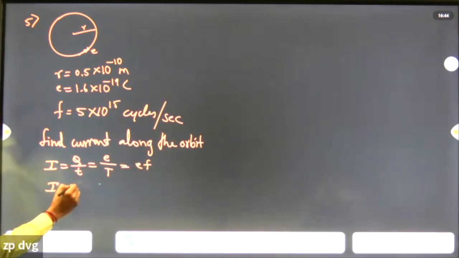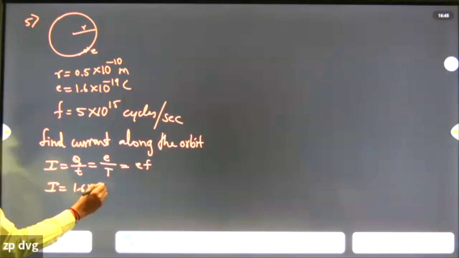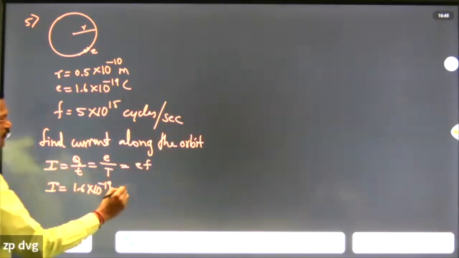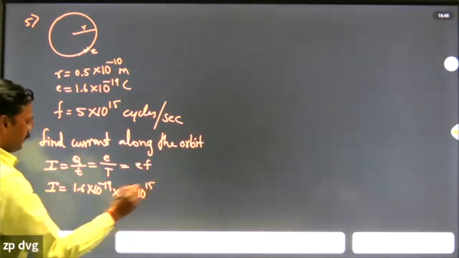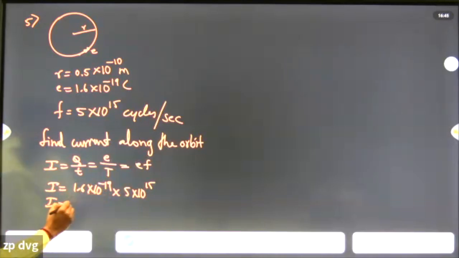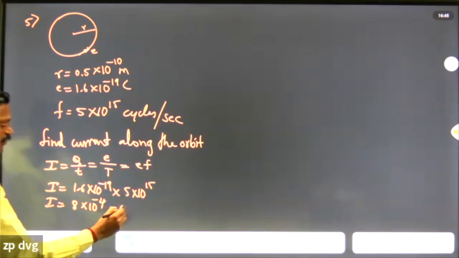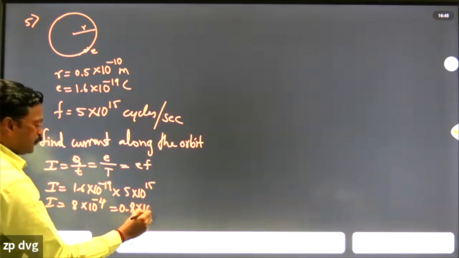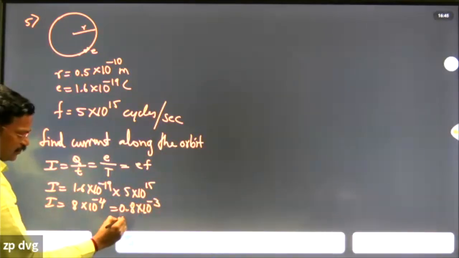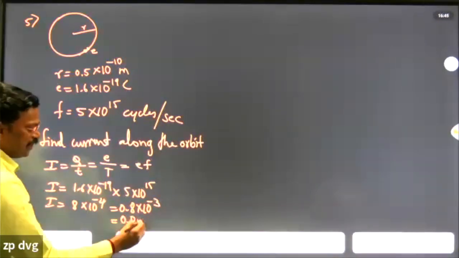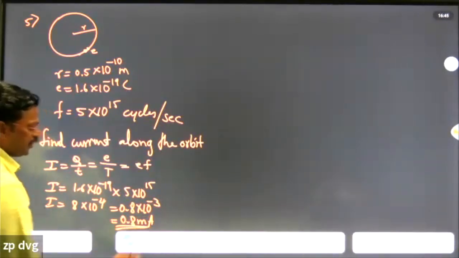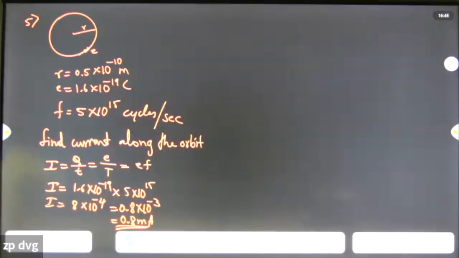So I is equal to the electronic charge 1.6 into 10 power minus 19, and the frequency given is 5 into 10 power 15. So I is equal to 1.6 times 5, which is 8, into 10 power minus 4, or it can be written as 0.8 into 10 power minus 3, right? So 0.8 into 10 power minus 3 means milli. So it is 0.8 milliampere, the value of current produced by the revolution of the electron. When the electron revolves, how much current does it produce? That is given by this expression for these values.